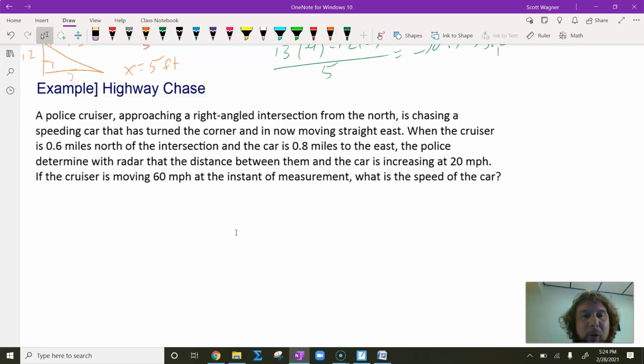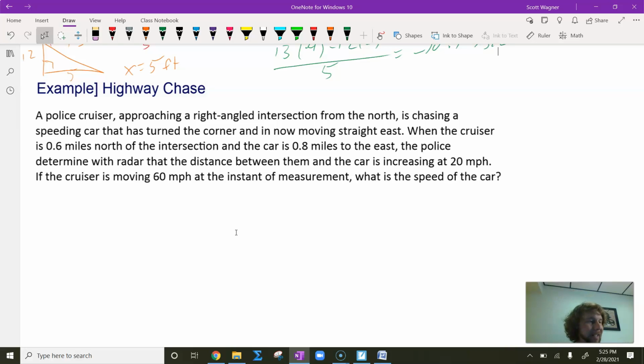We've got a police cruiser approaching a right angle intersection from the north, chasing a speeding car that has turned the corner and is now moving straight east. When the cruiser is 0.6 of a mile north of the intersection, the car is 0.8 of a mile east. The police determine with the radar that the distance between them and the car is increasing at 20 miles per hour. If the cruiser is moving 60 miles per hour at the instant of measurement, what's the speed of the car?